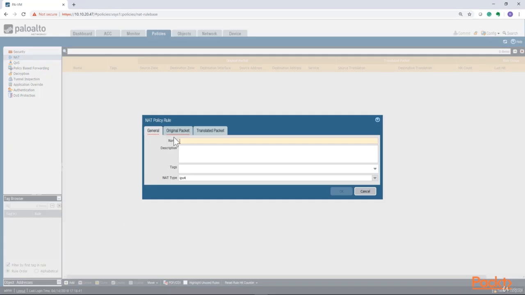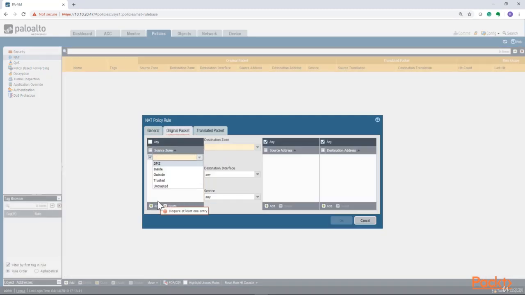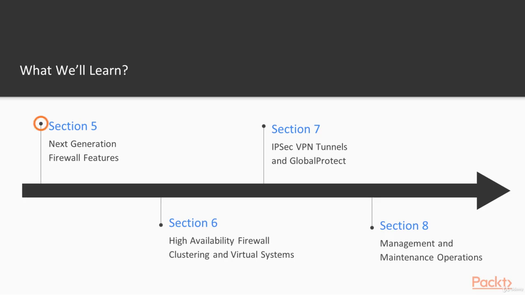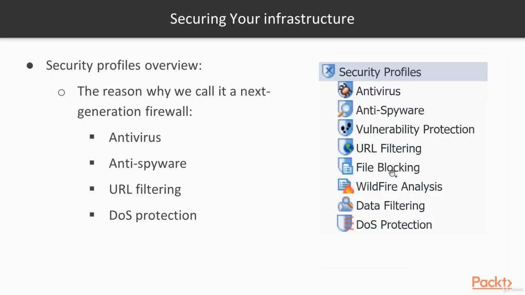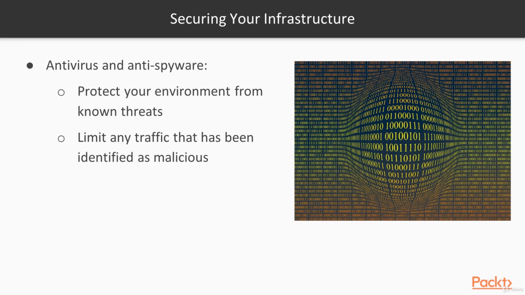Either you're going to the outside, you need to translate yourself using the public IP in order for you to reach an outside resource. So we're going to take a look at that. And then in section 5, we're going to take a look at those cool features that your Palo Alto firewall will provide you. We're going to take a look at next generation firewall features, such as antivirus, anti-spyware. We're going to take a look at DoS protection profiles.